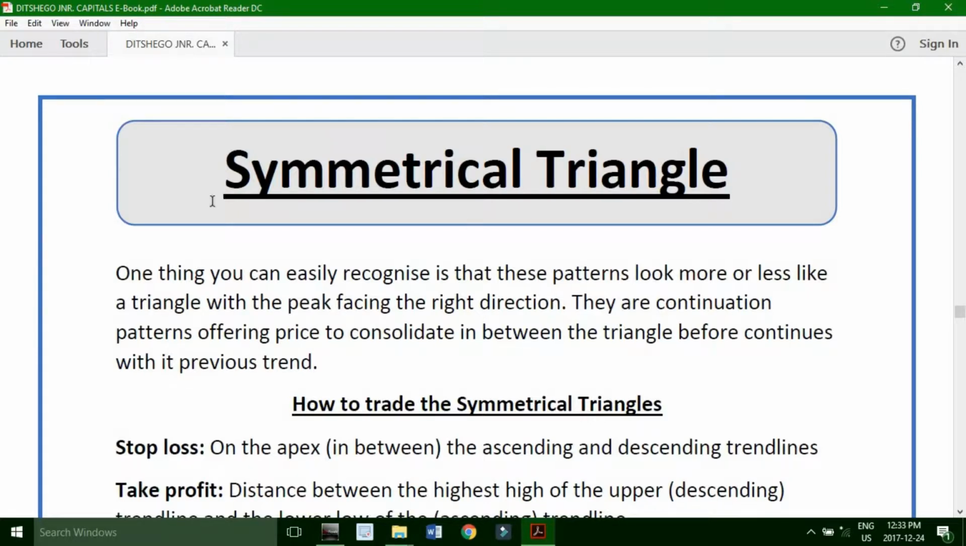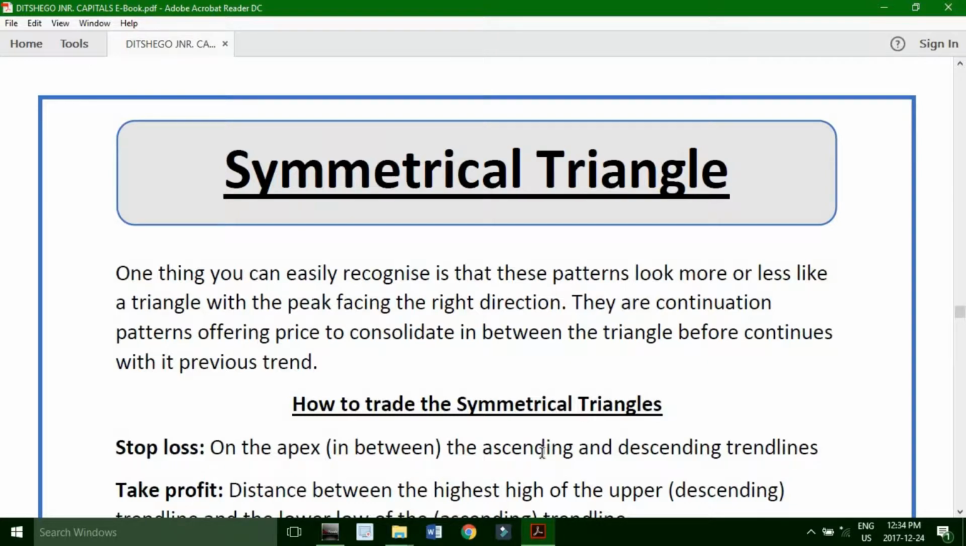Even though here I mentioned that they are continuation patterns, what you'll realize with symmetrical triangles is that it's possible to find them breaking on either side, either on the resistive or supportive trend line, which gives you an opportunity to either go long or short after the confirmation breakout.